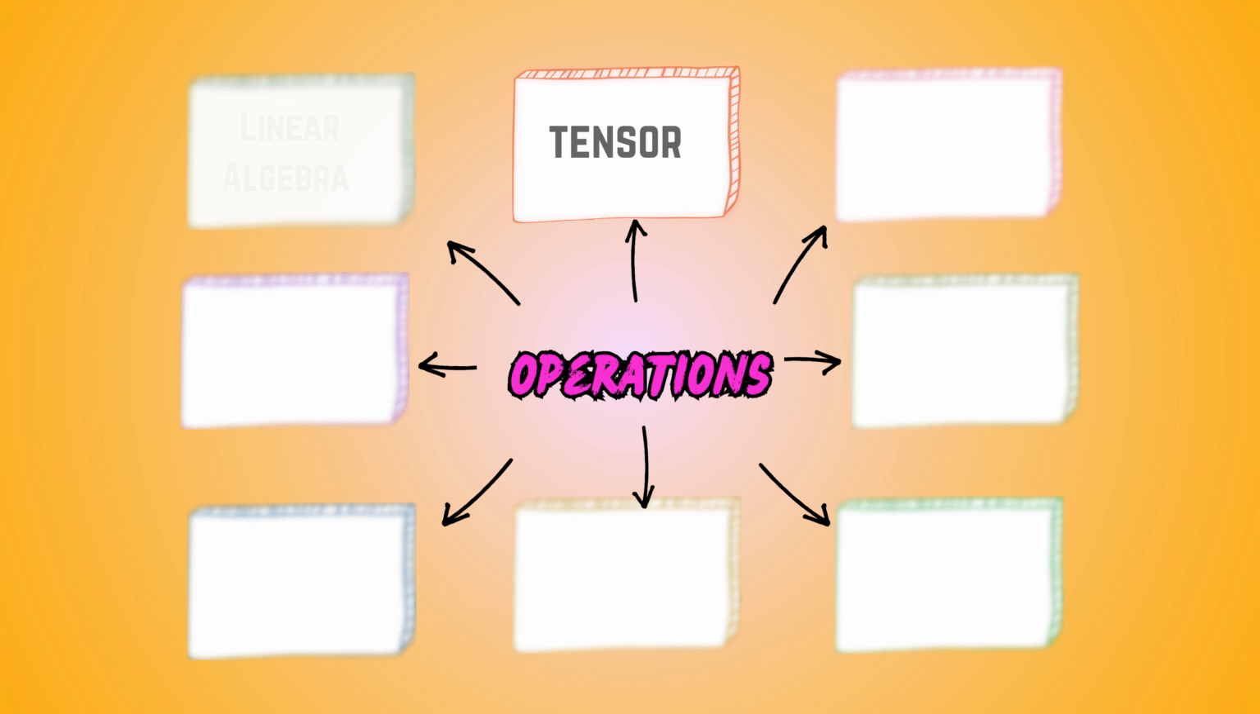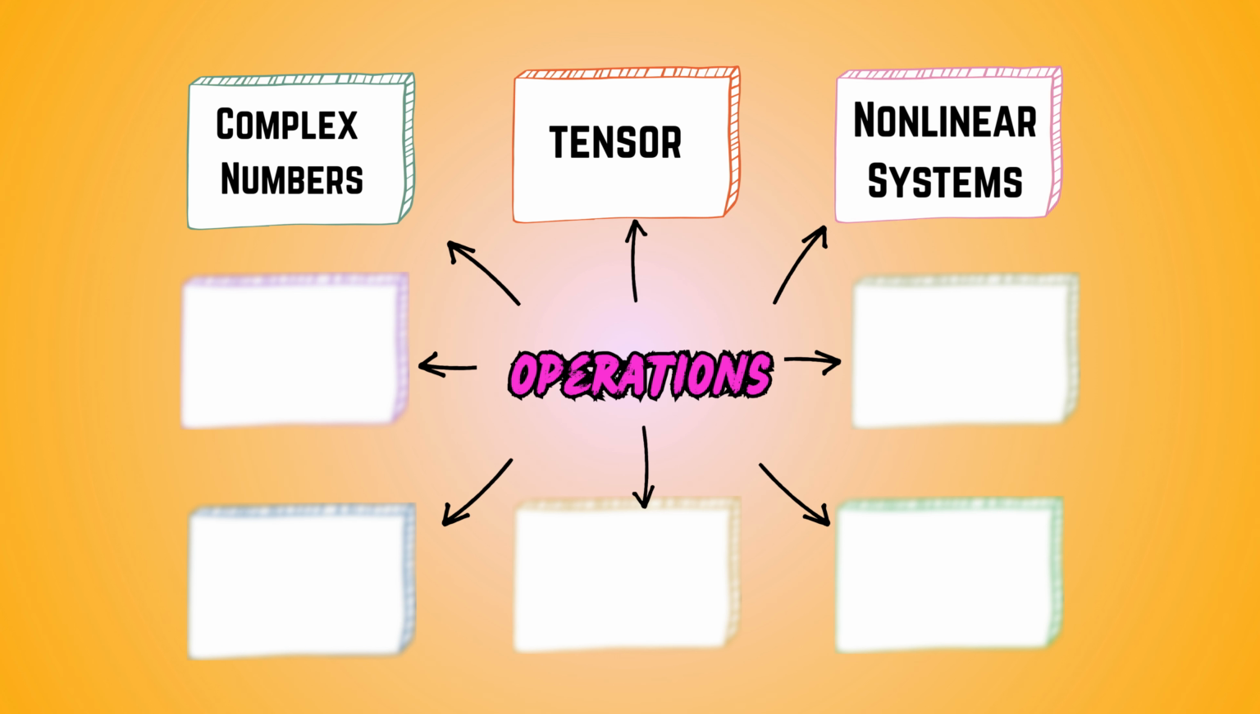Then tensors, a generalization of vectors and matrices to higher dimensions. So essential for general relativity, stress-strain analysis in engineering, and deep learning. Then complex numbers, with real and imaginary parts, used in alternating current in electrical engineering and quantum mechanics wave functions. Complex numbers are everywhere. Non-linear dynamics: many real systems are not simple or linear.